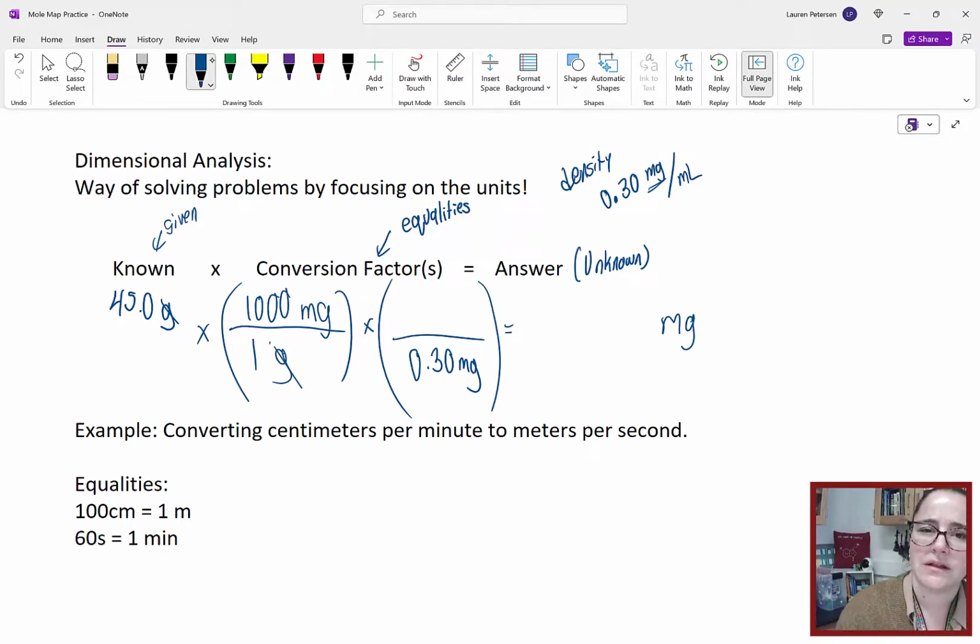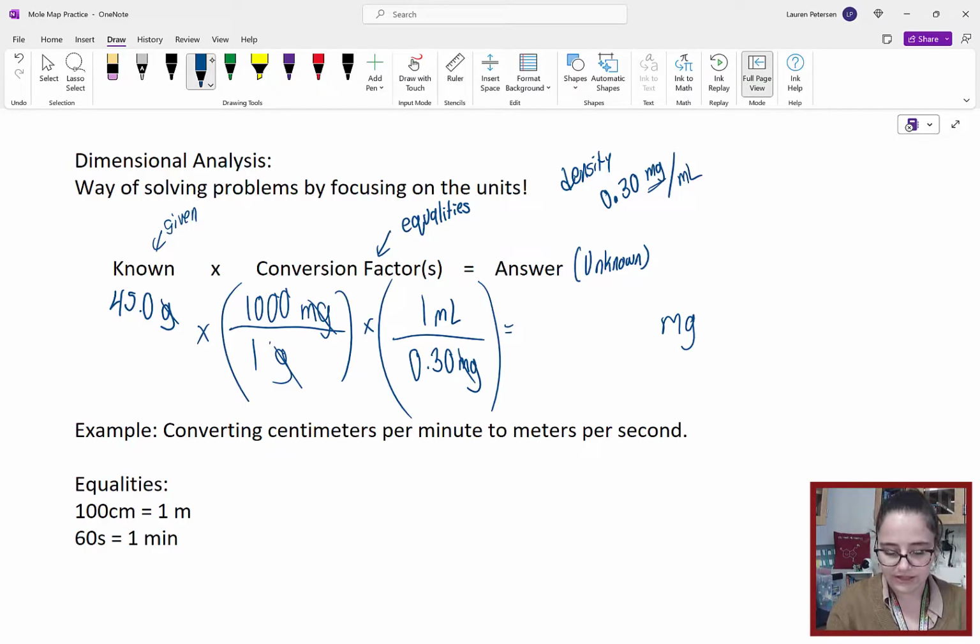When you say per milliliter, how many milliliters are you talking about? You're talking about 1 per 1. Miles per hour is miles you drive per 1 hour. Okay, so per 1 milliliter. So then I could cancel that out and have my answer in milligrams.